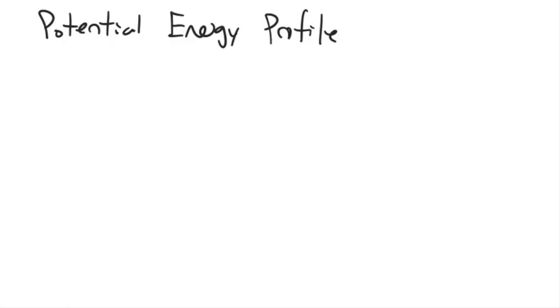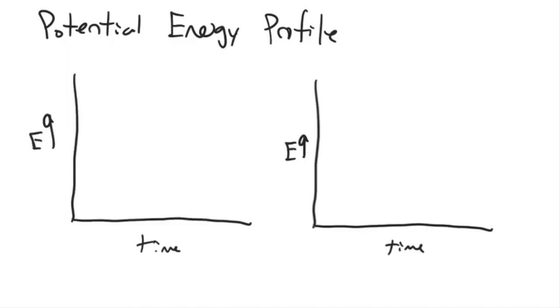So we're going to talk about something called a potential energy profile, which is basically a graph that represents the reactants and products of a chemical reaction. Let's take a look at these two graphs. One of these graphs will show the reactants starting at maybe a spot up here. So these are the reactants.